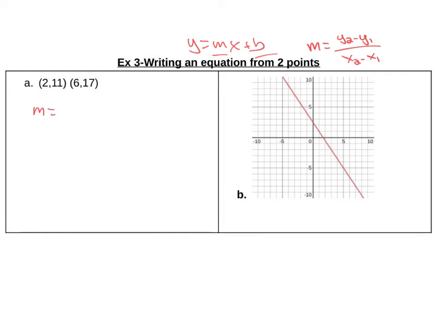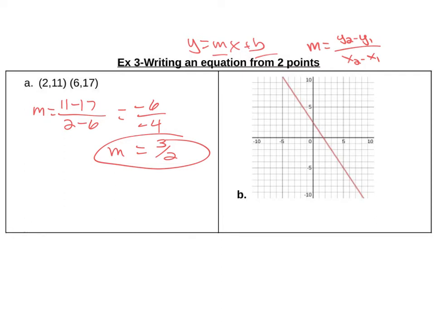So when we plug these values in, we got 11 minus 17 over 2 minus 6. Make sure we are just doing all that stuff we were doing. So negative 6 over negative 4. Well, that is going to simplify to 3/2. So now we know what our slope is.